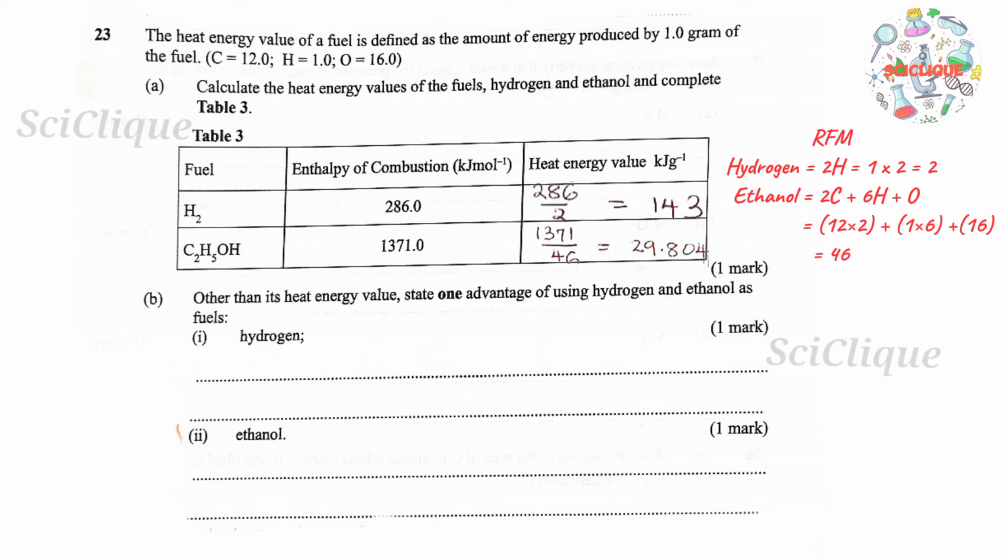Part B. Other than its heat energy value, state one advantage of using hydrogen and ethanol as fuels. Now, the advantage of using hydrogen is that it does not pollute the environment because the product that is formed is water. Roman 2, ethanol. Ethanol is a renewable source of energy. Plus, it's easy to store and easy to transport.